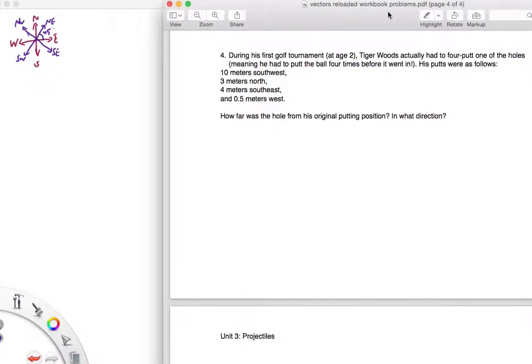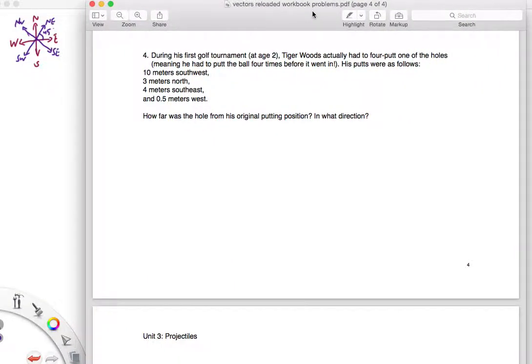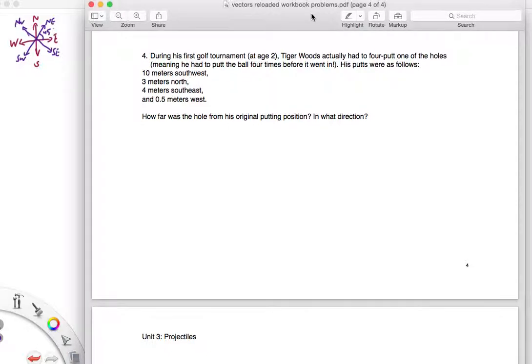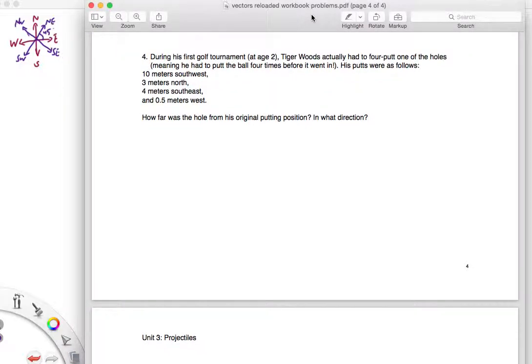So if you look at the problem, it looks like this. It says, during his first golf tournament at age 2, Tiger Woods actually had to 4-putt one of the holes, meaning he had to putt the ball 4 times before it went in. His putts were as follows. And it gives you the listing of all the different putts.